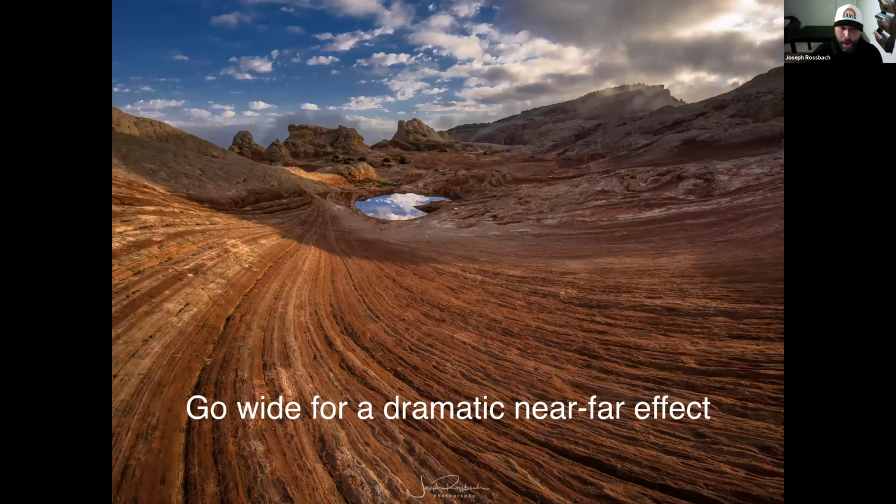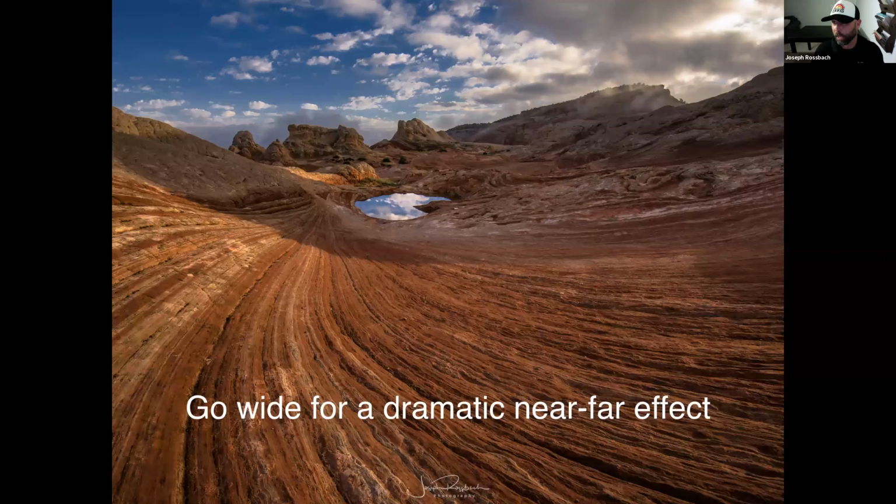So I like a lot of times to go for a very near to far effect. A very wide angle near far landscape is good for me. This particular shot was taken up at White Pockets in Northern Arizona. And by getting in very, very low with a very wide lens, this is shot with a 14-millimeter lens, it takes in this beautiful sweeping foreground, which, by the way, unless you're getting down low with a wide angle, the foreground doesn't look like that.